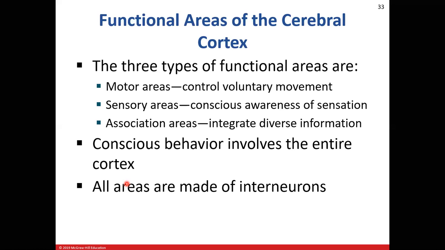The cerebral cortex also is conscious behavior, and this conscious behavior involves the entire cortex working together. And all of these areas are made of interneurons. If you remember, interneurons are a functional class of neuron, and they make up 99% of our functional neurons, from motor neurons, which is one type, sensory neurons, another type, and then the interneurons, which are the association components.